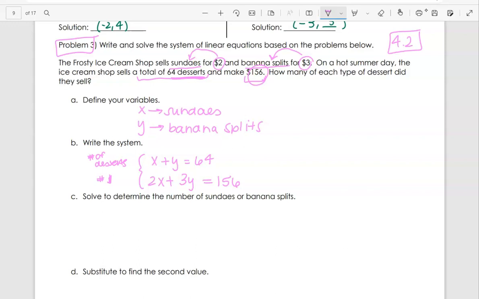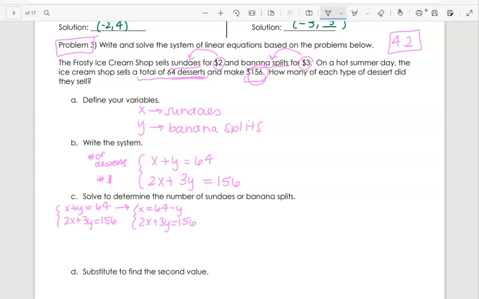We're going to solve this by substitution. So I'm going to write it again down here. x plus y equals 64. 2x plus 3y equals 156. Just like we've been practicing, we need to get one variable alone. So I'm going to look at this equation and get that x by itself. So I'm going to subtract the y over. So now my new equations are here. I don't do anything with the other equation.